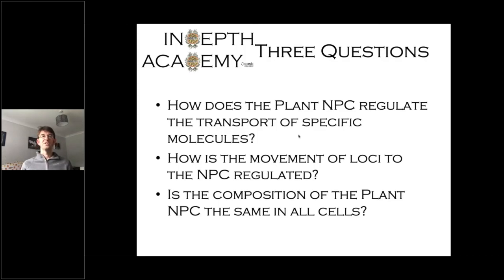And then a bigger question is, how does the composition of the nuclear pore complex change, or is it the same in all cells? If we have more quiescent cells, so large leaf cells that aren't actively growing, do they have a different composition of the nuclear pore complex than those meristematic cells, which are growing more actively? Is it the same composition, or are there just fewer of them? This is something we don't understand yet within the plant nuclear pore complex, and that's something we'd like to look at for the future.